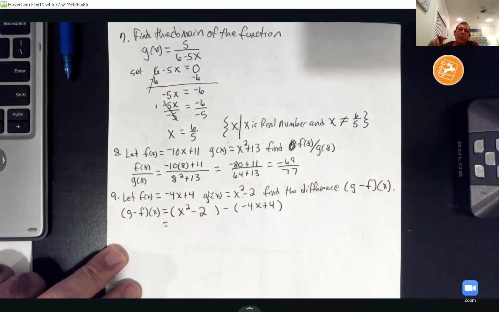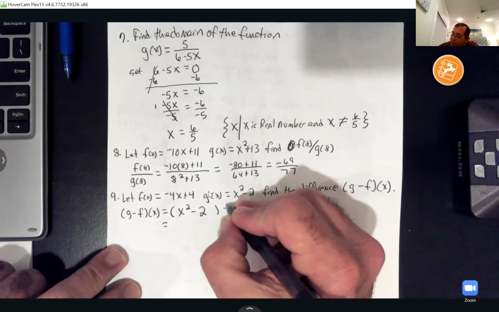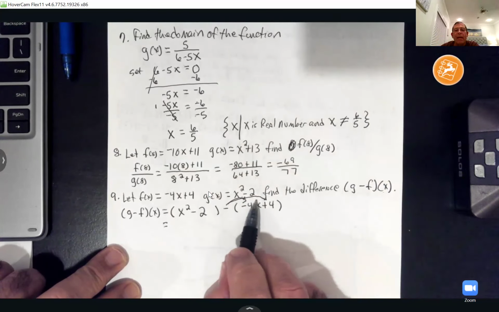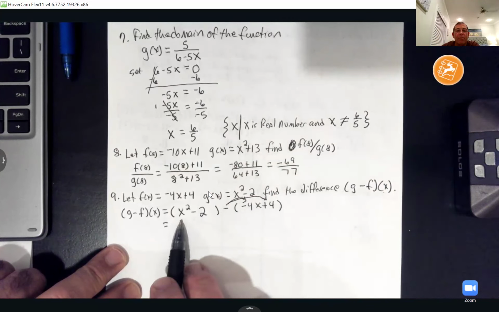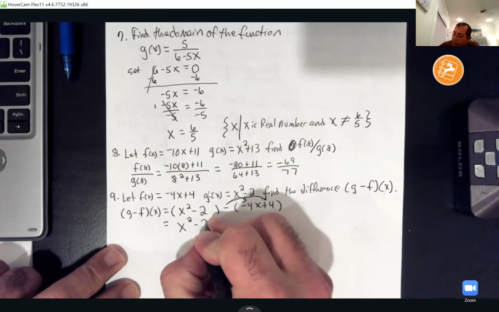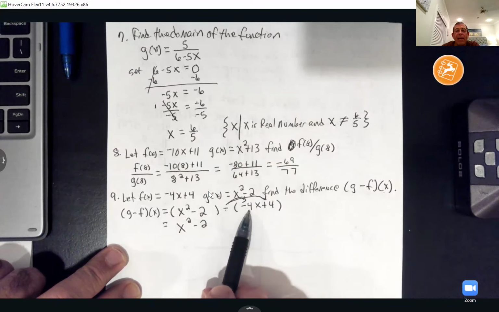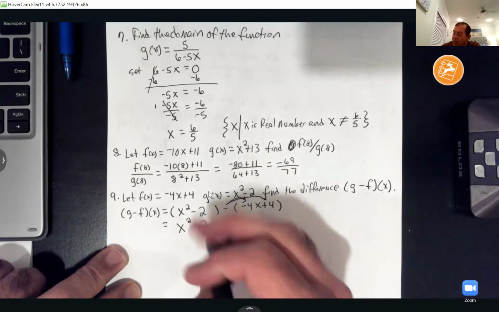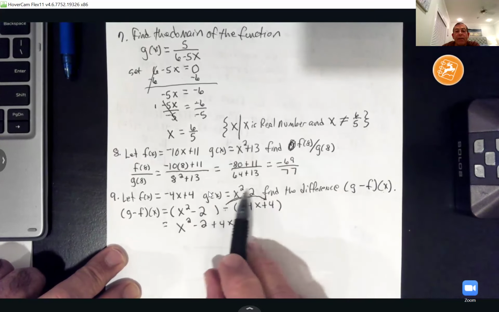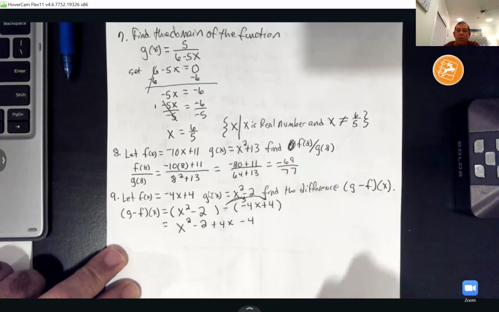Now, the whole thing about this problem is when you drop parentheses, you gotta distribute that negative, okay? So if we drop the first parentheses, those stay the same. X squared minus 2. But here, a negative times a negative makes that a positive 4x. A negative times a positive 4 makes that a negative 4.